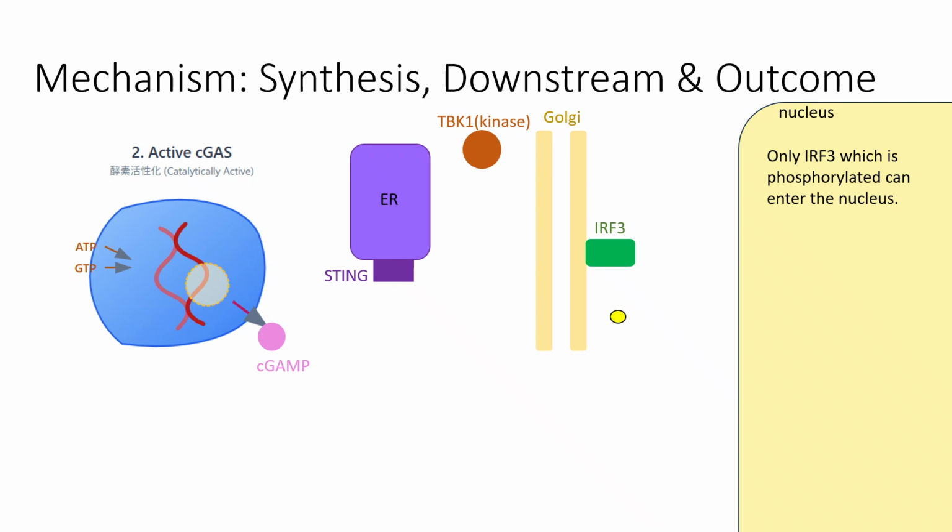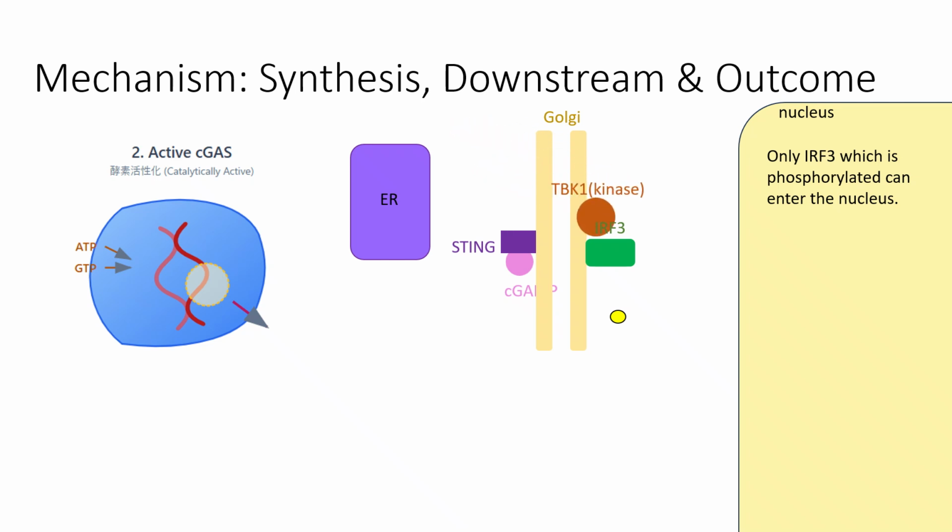Here is the mechanism. First, the active cGAS produces a second messenger called cGAMP. This cGAMP travels to the ER and activates STING. STING then moves to the Golgi and recruits a kinase called TBK1. Finally, TBK1 activates the transcription factor IRF3.